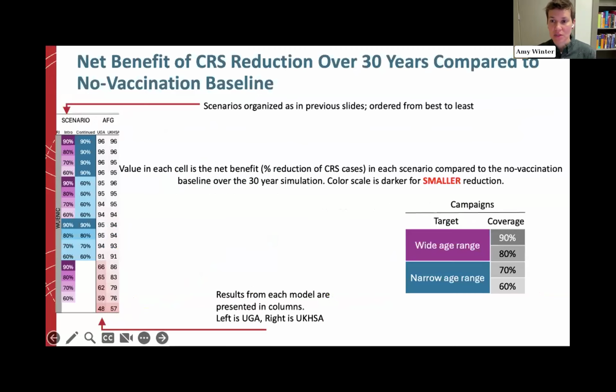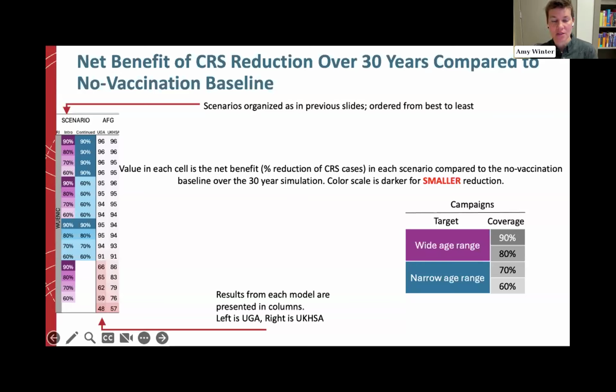So here we summarize the results of all the simulations for all the countries for both models that were run. And we're specifically focusing on the net benefit of CRS reduction over 30 years. The scenarios will be indicated in the rows, and the order and the color scheme matches the previous slide. The results from the 2 models will be shown in paired columns for each country. The value in each cell is the net benefit, or the percent reduction in the number of CRS cases, in each scenario compared to the no vaccine scenario over the 30-year simulation.